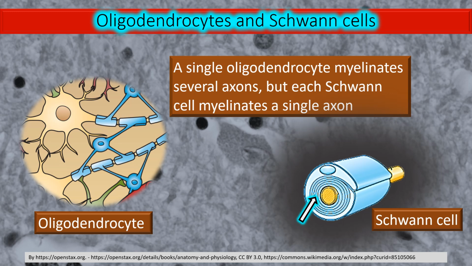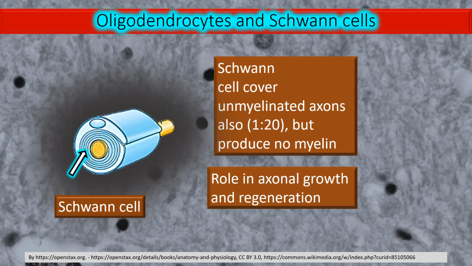Next, Schwann cell is present in the peripheral nervous system only, not in the central nervous system. Schwann cells are not only present in the myelinated nerves, they are also present in the unmyelinated nerves. But they don't produce myelin. It is believed to have some role in axonal growth and regeneration. That is a very important function.